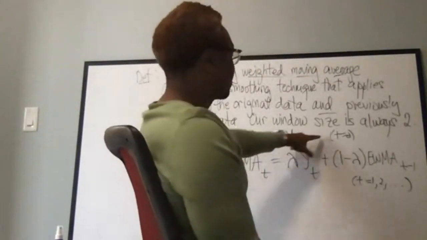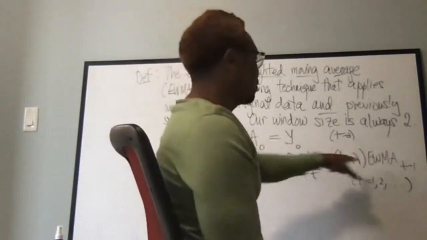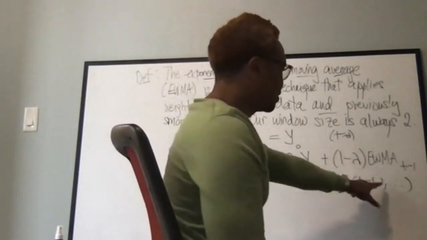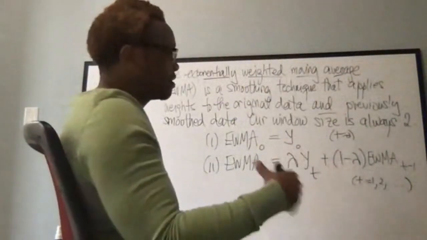So this first part here is when t is equal to 0, when time is equal to 0. And then this part here, we're going to use when time equals 1, 2, 3, 4, all the way to the end. So dot, dot, dot just means so forth and so on.